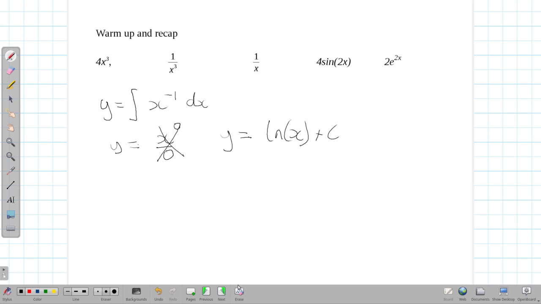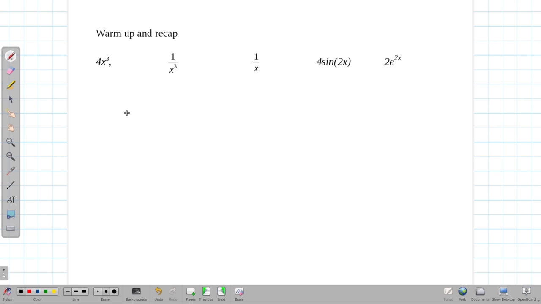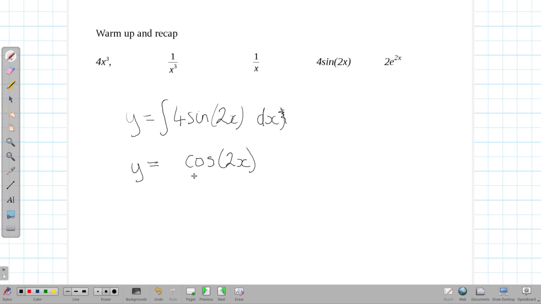Okay, next one. So this one we've got y equals the integral of 4 sine 2x dx. Don't ask me why I put the bracket there. Okay, so this one, remember what I said about these, do the stuff you know first, that's easy. We notice the other function, shall we call it, the cosine. We know everything in the bracket stays the same, never changes, so do that bit. Put the 4 down.